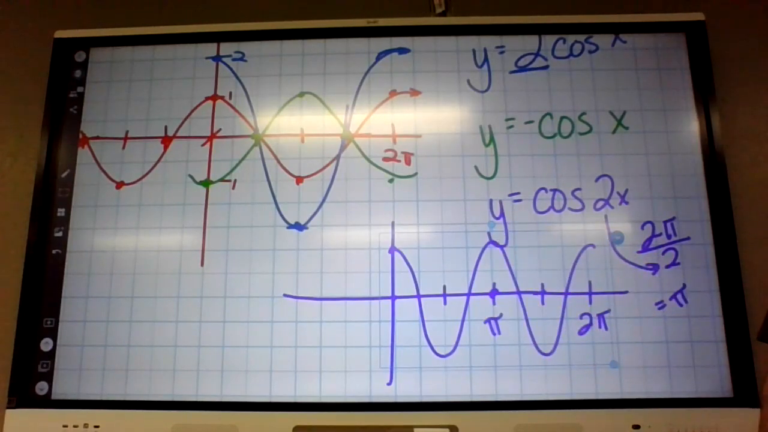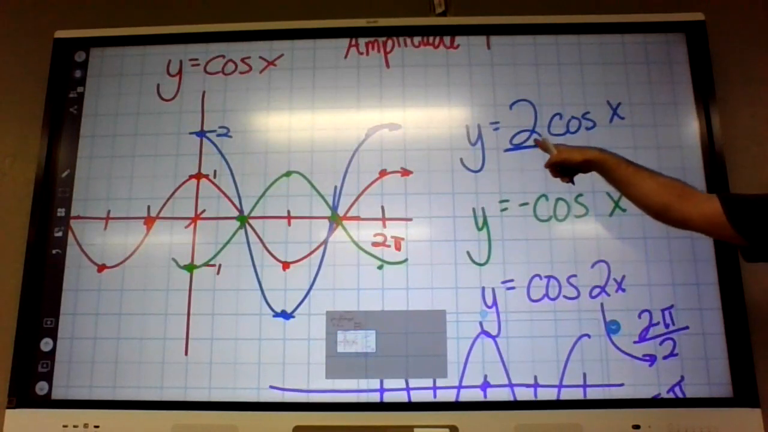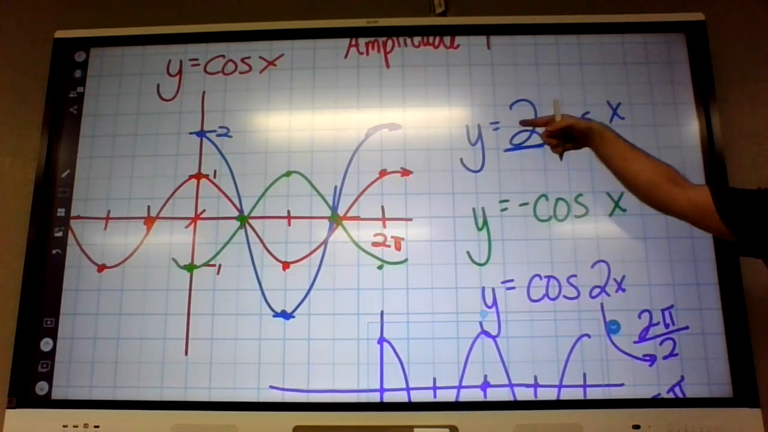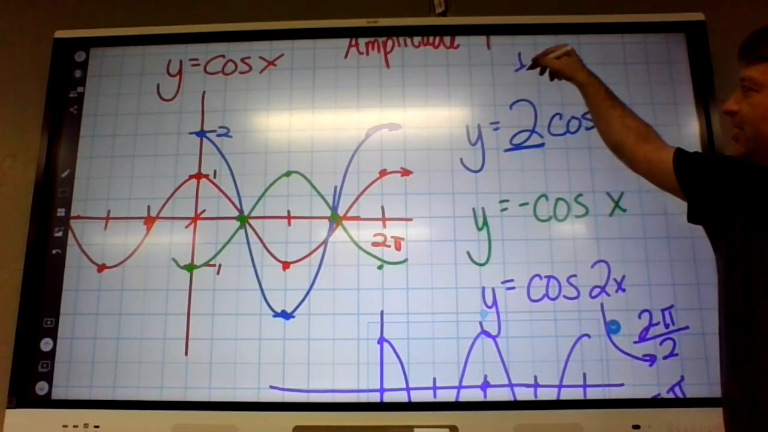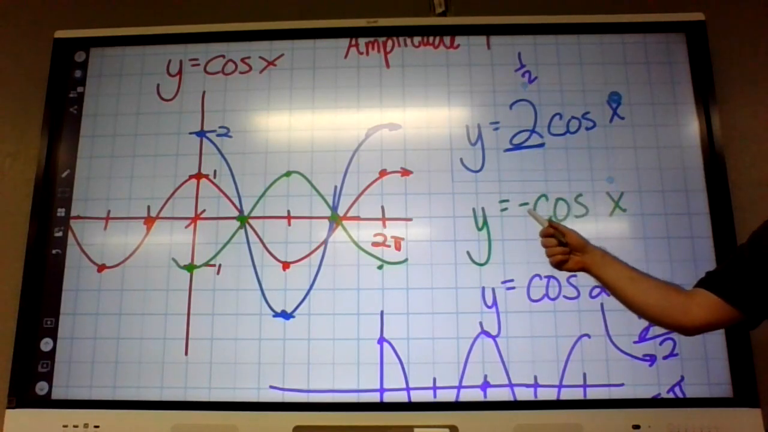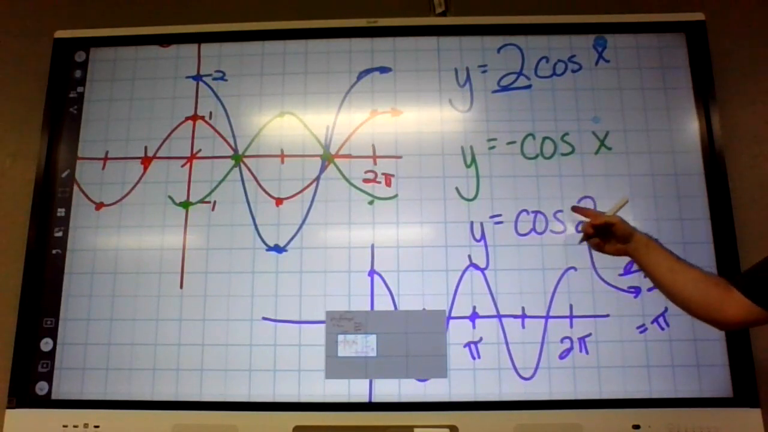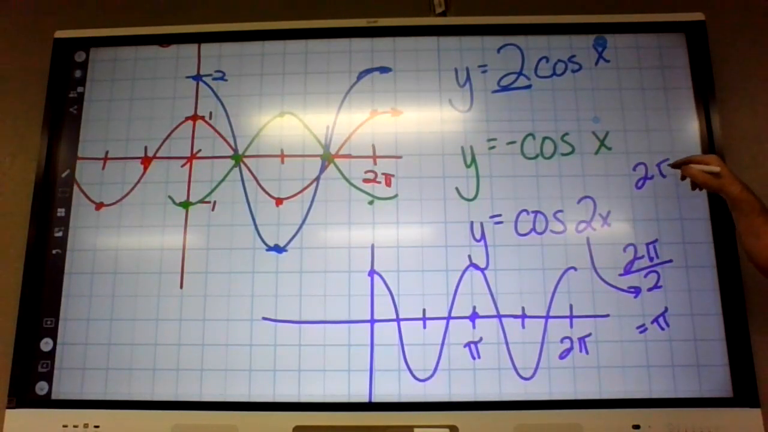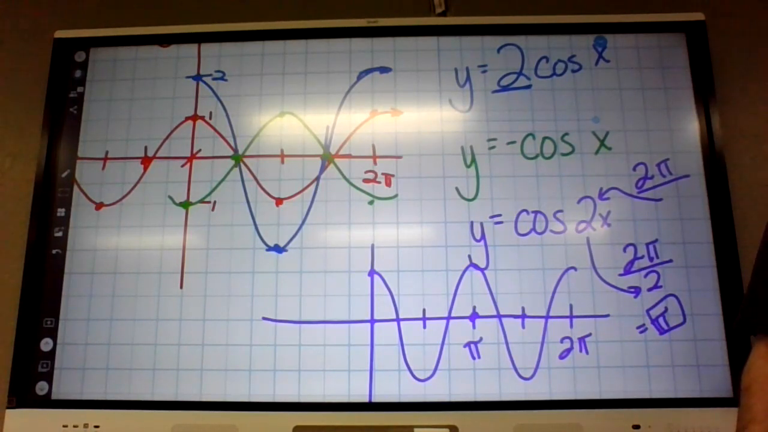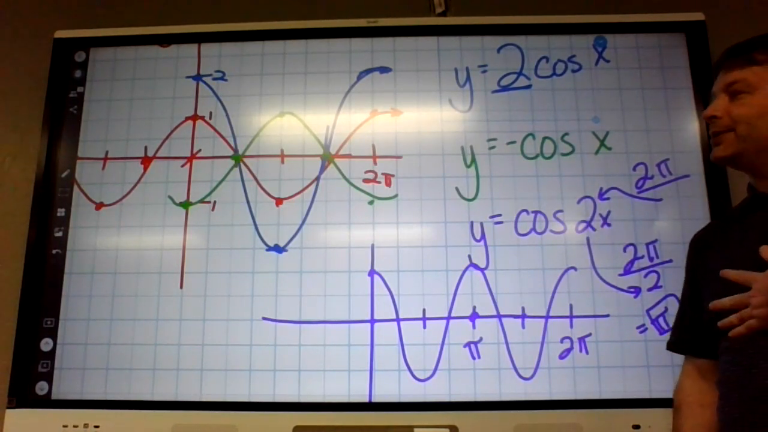Alright, that's it. So you got it? If there's a number in front, that's kind of easy. It's just twice as tall, or 3 times, whatever the number is. It could be a half, half as tall or whatever. That's the amplitude also. The negative flips it upside down. And if there's a number right here, the new period is going to be 2 pi divided by whatever that number is. So in my example, the new period was pi. Alright, okay, I think we got it.